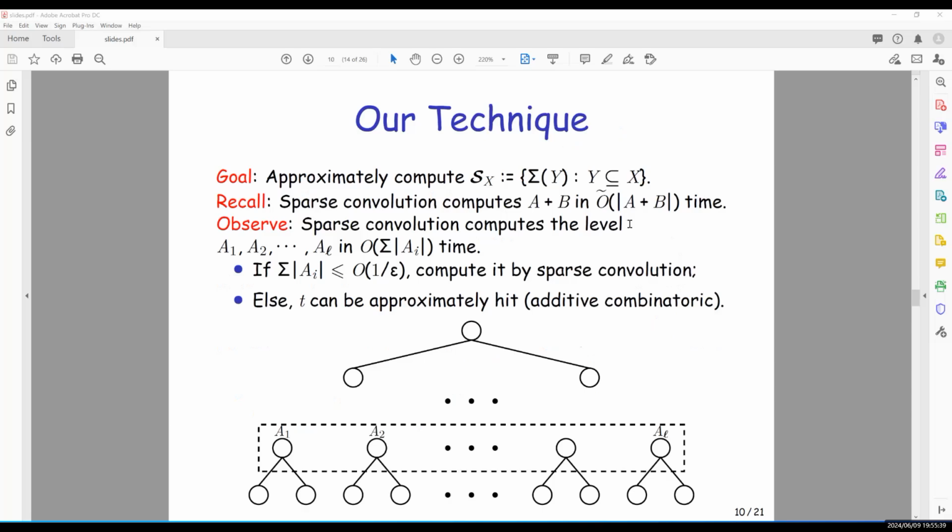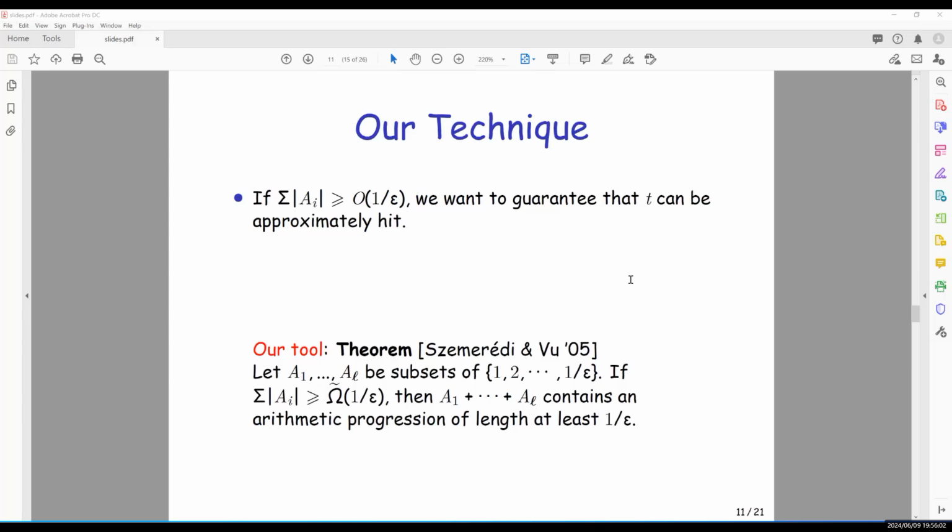And our method is fairly simple. If this sum of cardinalities is small, then we just use sparse convolution. Otherwise, if the sum of cardinalities is large, then we claim that T can be approximately hit, and therefore we will not actually need to compute the sumset anymore. So now the problem boils down to this: if the sum of cardinalities of the A_i's is large, then T can be approximately hit. This is what we want to prove. Our tool is a corollary of the previously mentioned Szemerédi-Vu theorem, which states that if the sum of cardinalities exceeds 1 over epsilon, then their sumset contains an arithmetic progression of length 1 over epsilon.